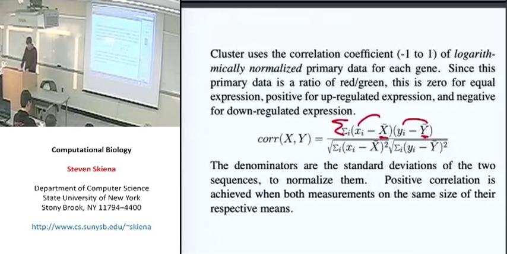Whenever the ith coordinate of x is bigger than the mean, and the ith coordinate of y is bigger than the mean, you get a positive number times a positive number. Whenever both of them are less than the mean, you get a negative number times a negative number. That's a positive number, right? But if one goes up and the other one goes down, you get punished. That's a negative value. So to get a high correlation, you need to have them both go up and down together. Any questions? And the normalization has to do with the standard deviation of the two sequences, how much variance there is in the sequences.